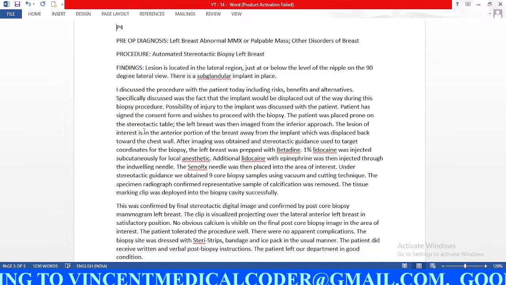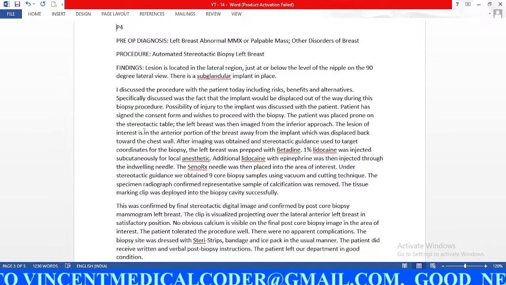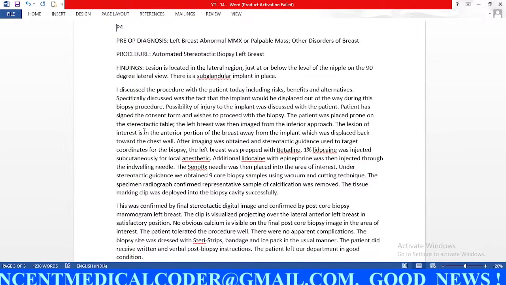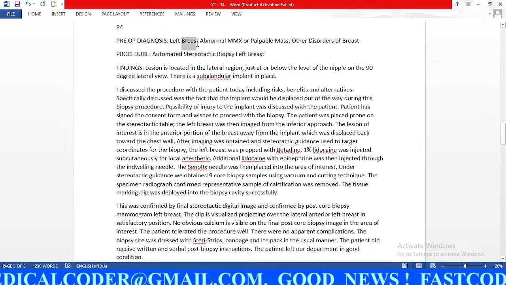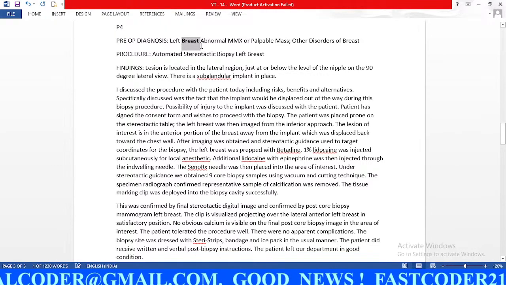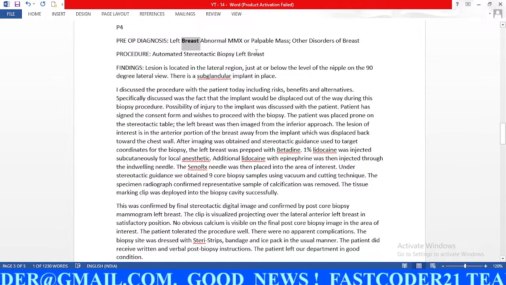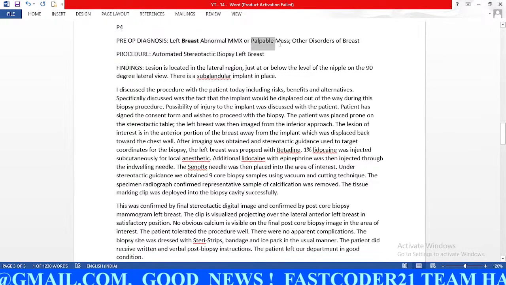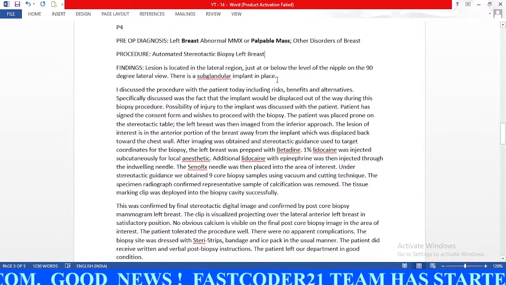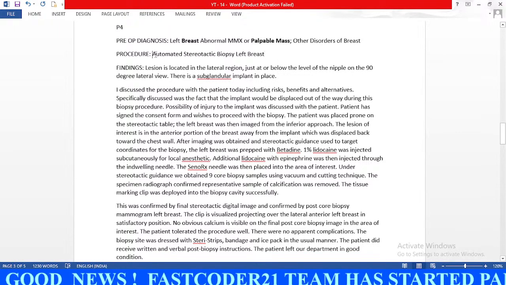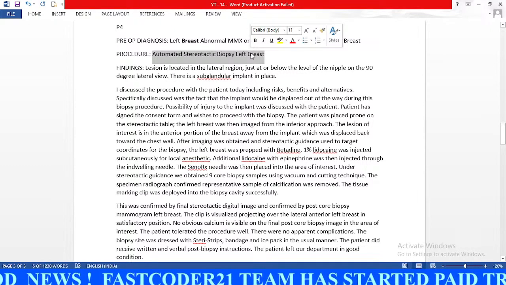So now time is over. We can start the discussion. First we need to find the keywords here. Our location is left breast. And for medical necessity, there is a mass here, a palpable mass. And the physician has performed an automated stereotactic biopsy of the left breast.